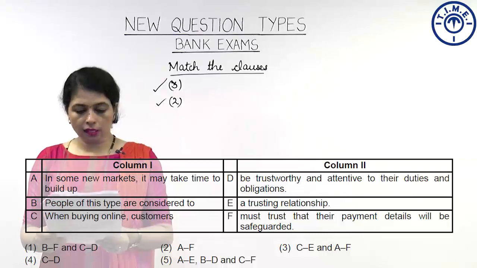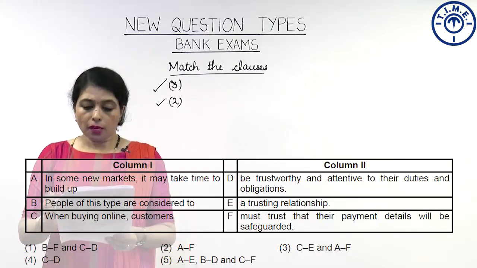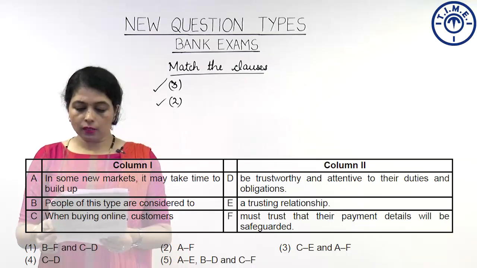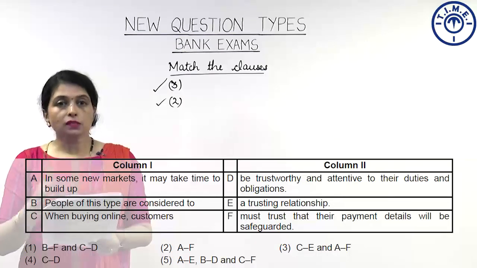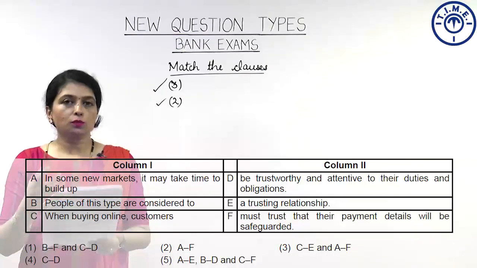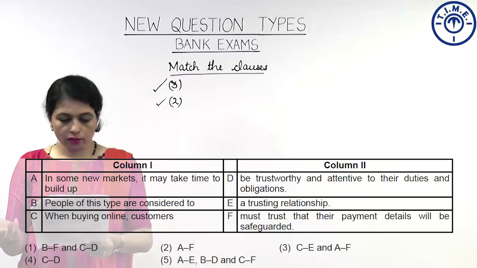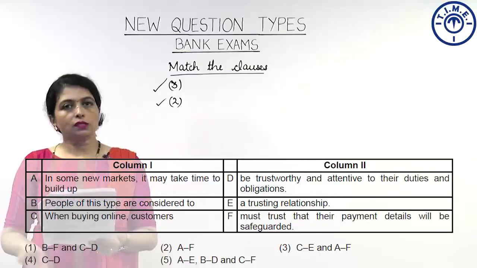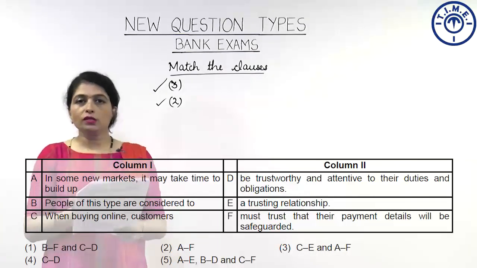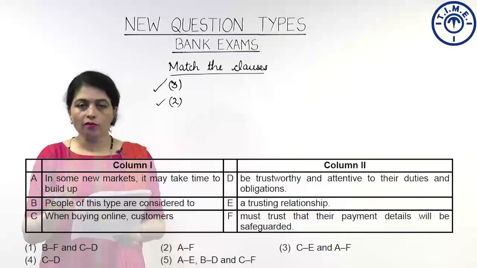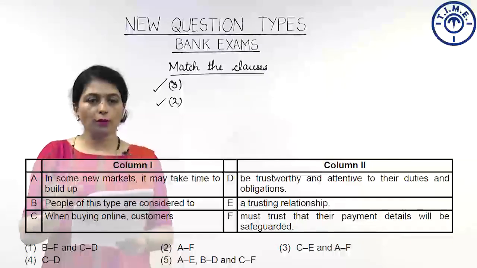Let's consider C now. When buying online, customers must trust that their payment details will be safeguarded. So customers must do something, so it should be followed by a verb. D is not correct because it has adjectives, and E is not correct because it has a noun phrase. The only half of the sentence that remains is F, and C and F are giving us together a meaningful combination.